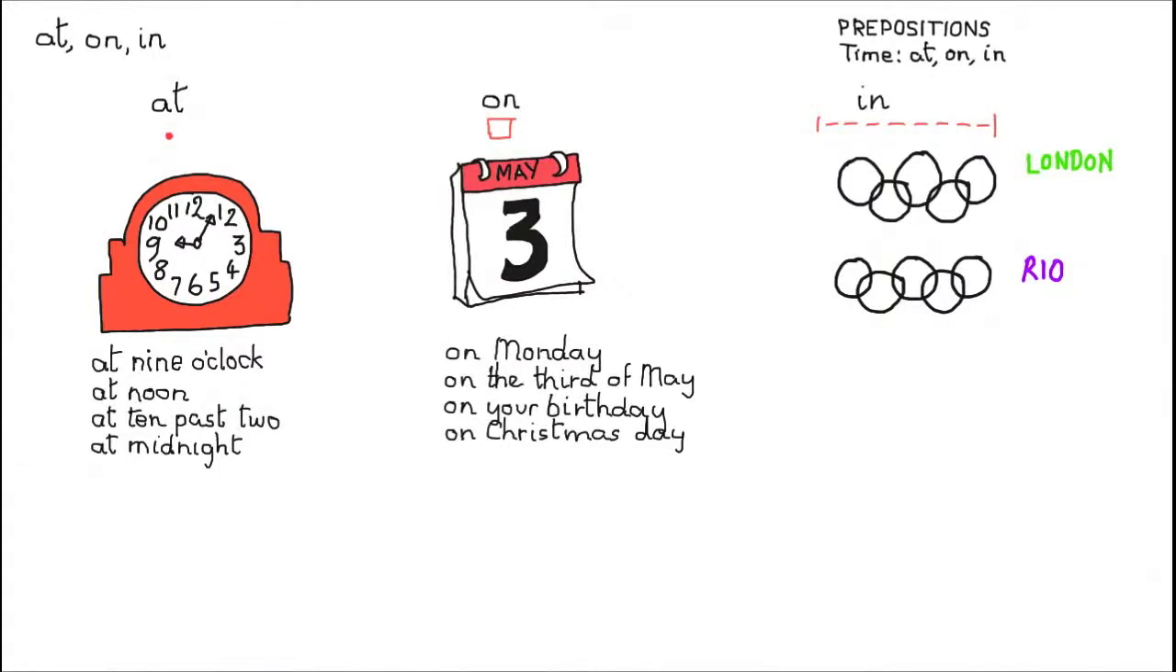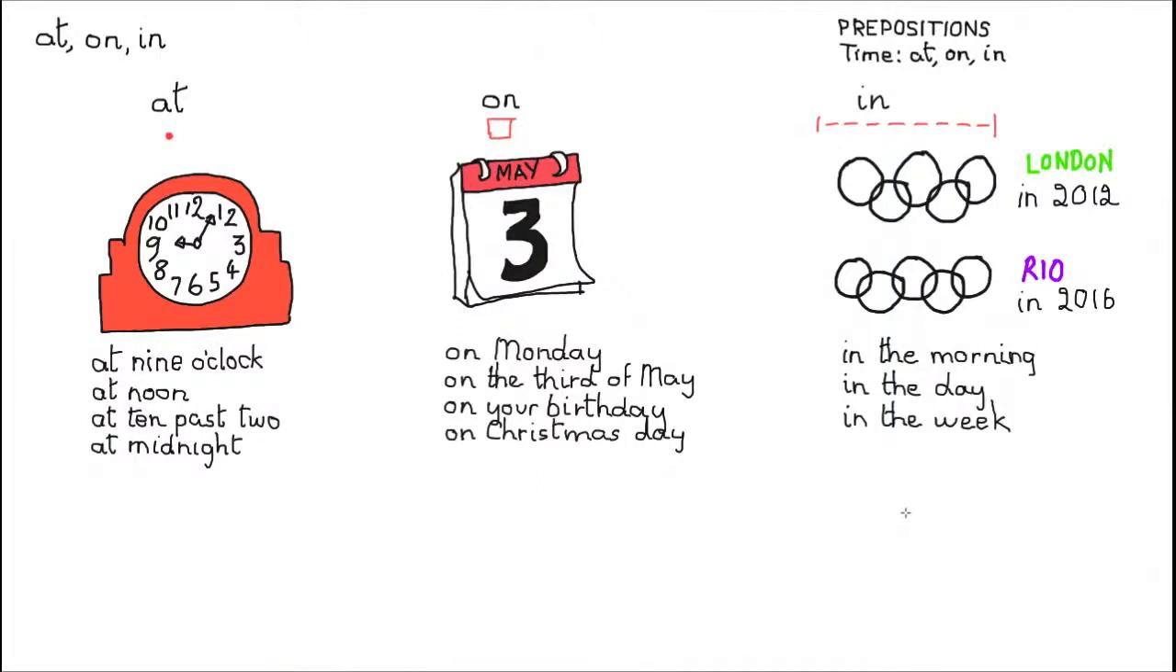So our first example, the Olympic Games were held in London in 2012 and are to be held in Rio in 2016. Now I said the period of time could be long or short, and I'll just write here in the morning, could be afternoon or evening, and another one, in the day. I'll come back to that later. And here's a slightly longer period of time, in the week, and a little bit longer still, in June, could be in summer or in winter.